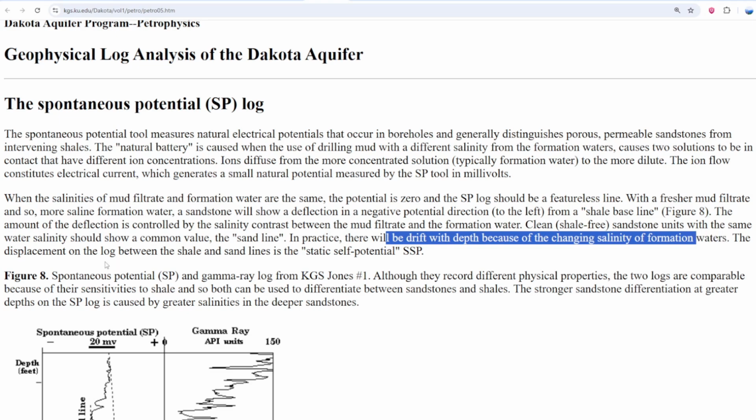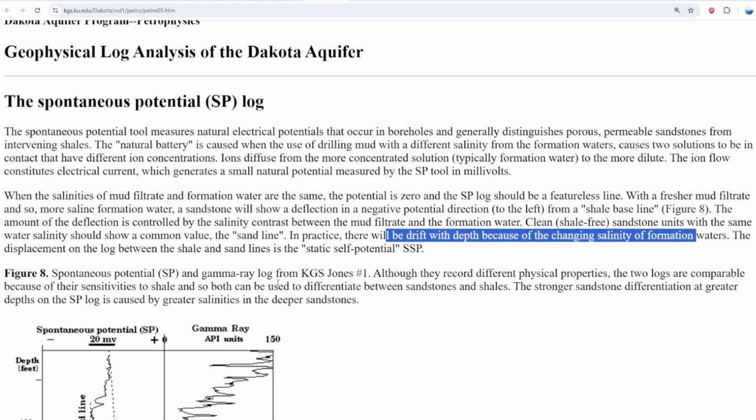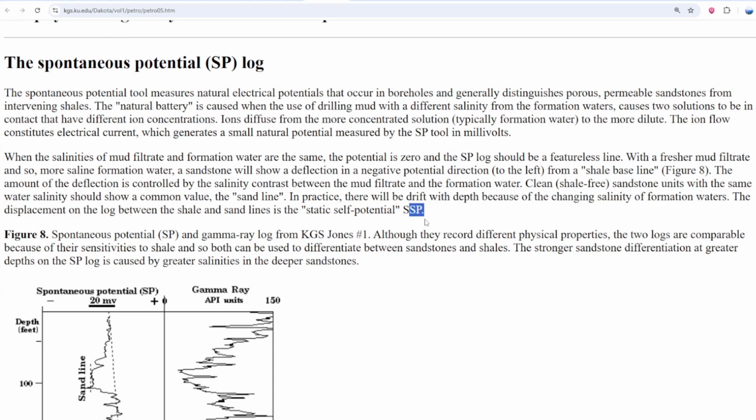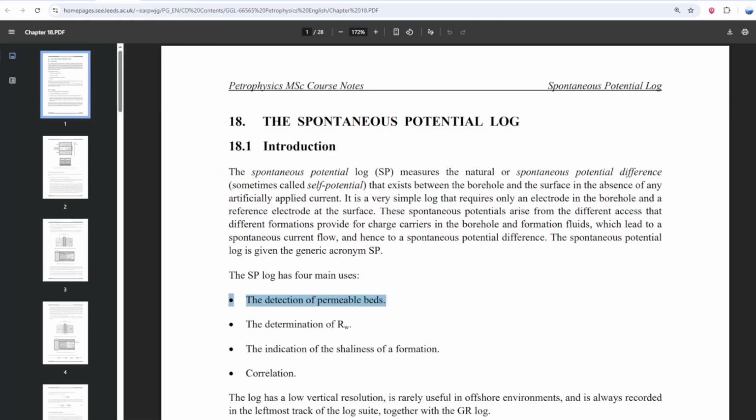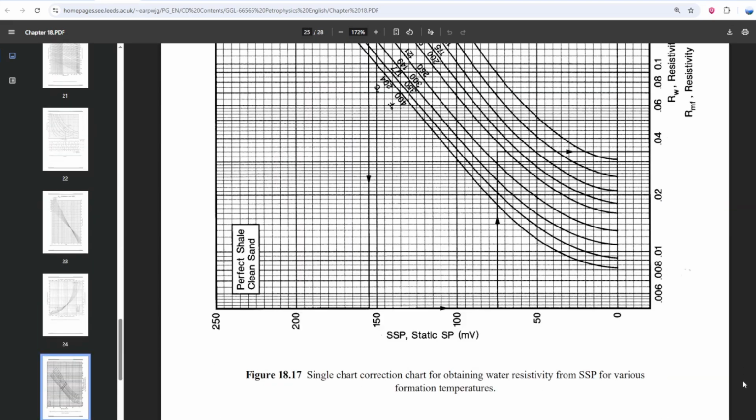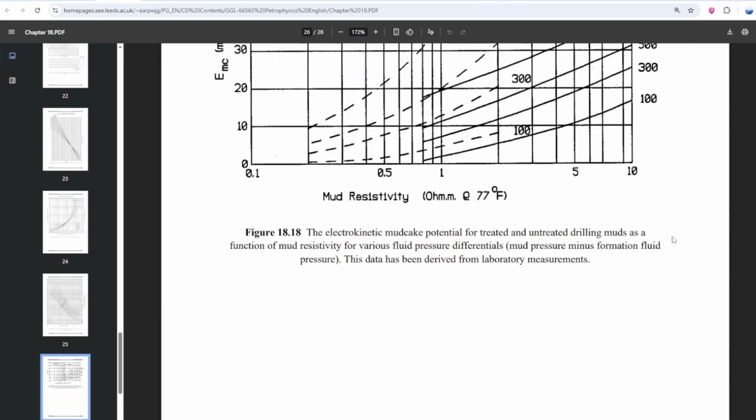The displacement on the log between the shale and the sand lines is the static self-potential, SSP. And from this SSP, you can actually calculate water resistivity, an equivalent water resistivity, because there are some plots, for example, that use this static SP. And from this SSP, you can calculate the resistivity of water.